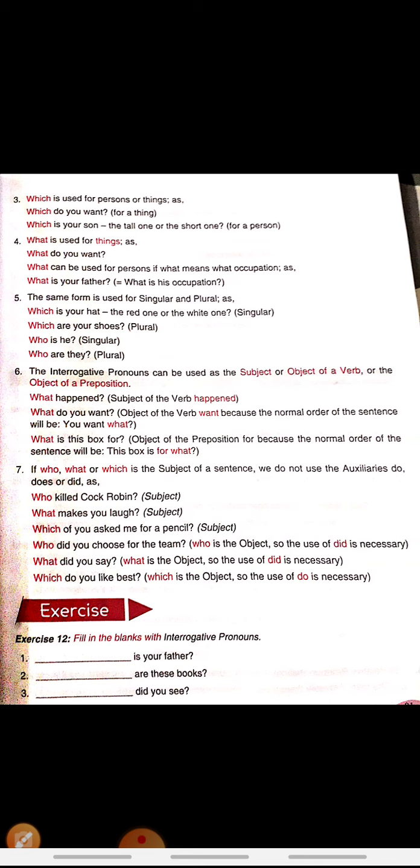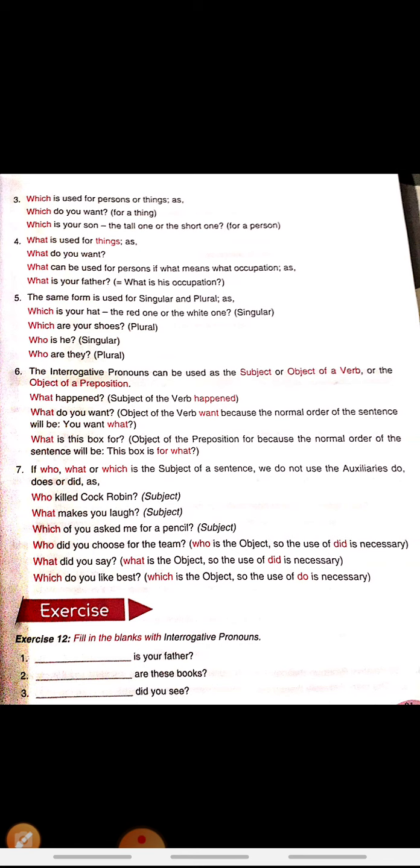Now what happened is, here the subject of the verb happened, right? What do you want? Now here, if you answer this, you want what, the normal order of the sentence will be you want what. Now here what is in the end, and it is the object of the verb want. Now what is this box for?